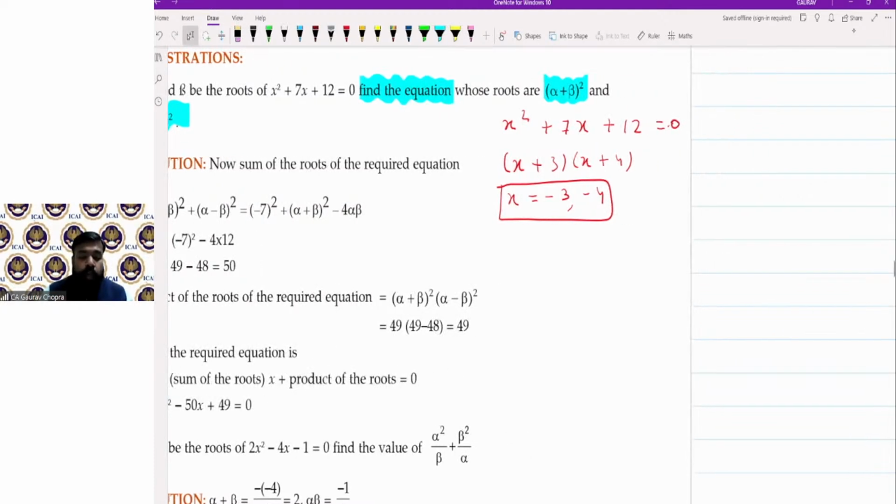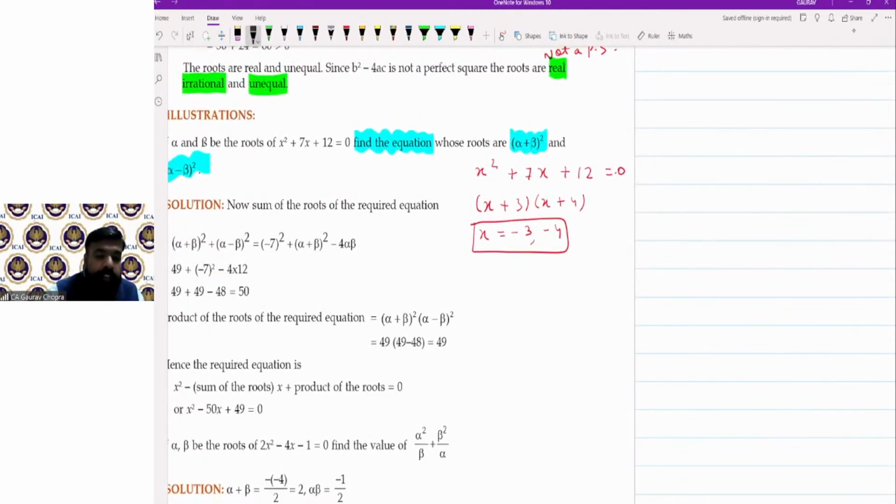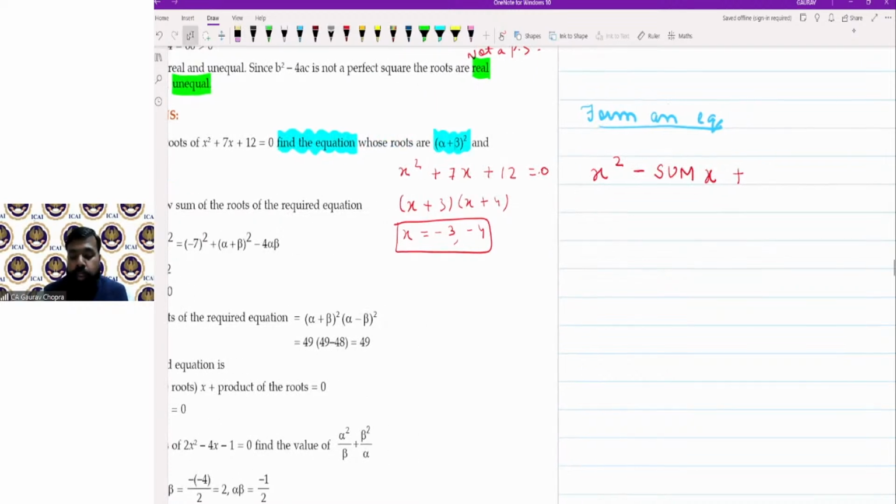Okay. So what we have to do, first let us understand how to form the equation. To form the equation, there is one simple formula: x square minus sum of roots times x plus product. This is the formula. x square minus sum of roots times x plus product.